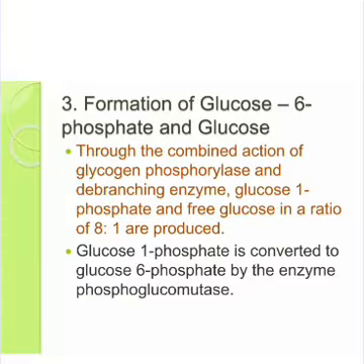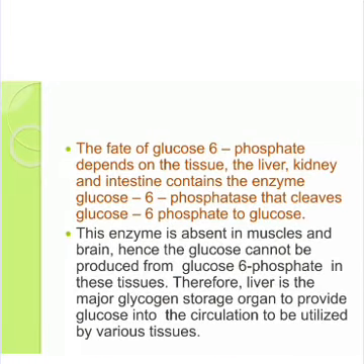Then formation of glucose 6 phosphate and glucose. Through the combined action of glycogen phosphorylase and debranching enzyme, glucose 1 phosphate and free glucose in a ratio of 8:1 are produced. Glucose 1 phosphate is converted to glucose 6 phosphate by the enzyme phosphoglucomutase.